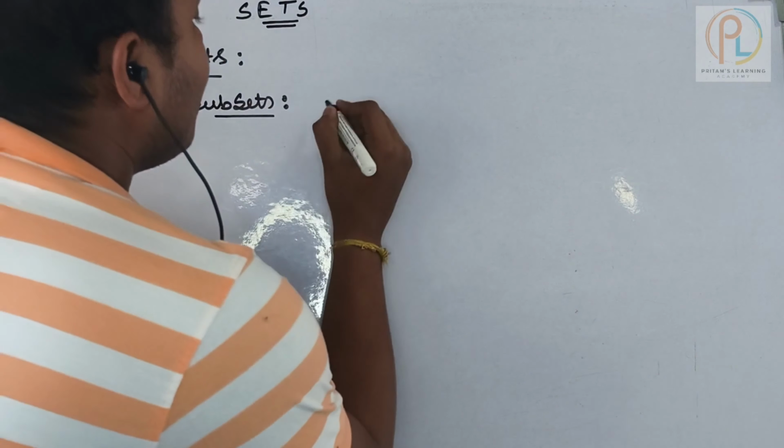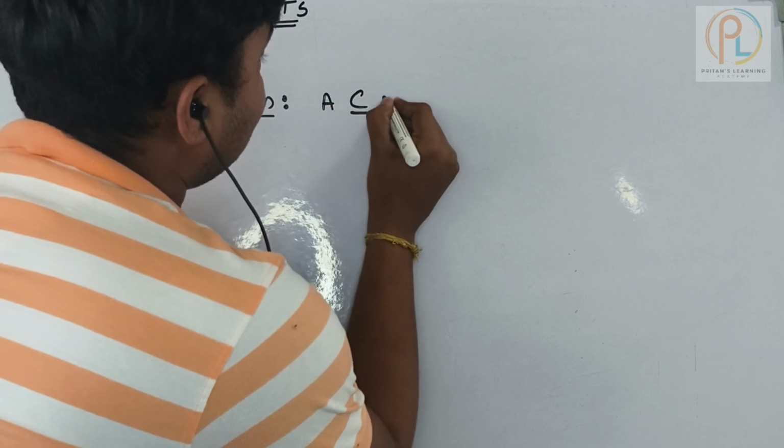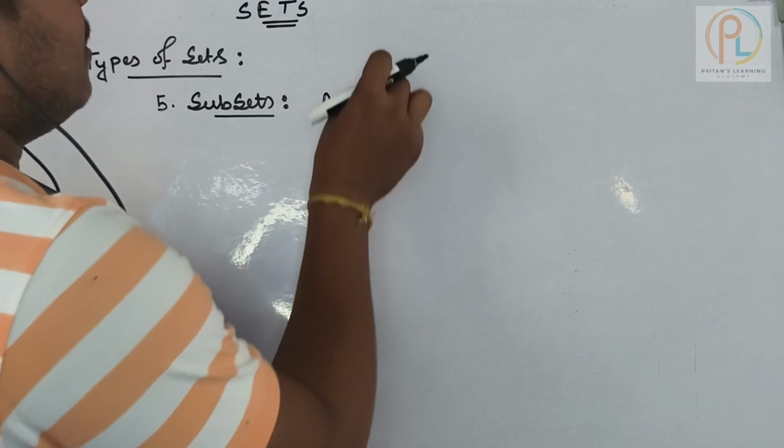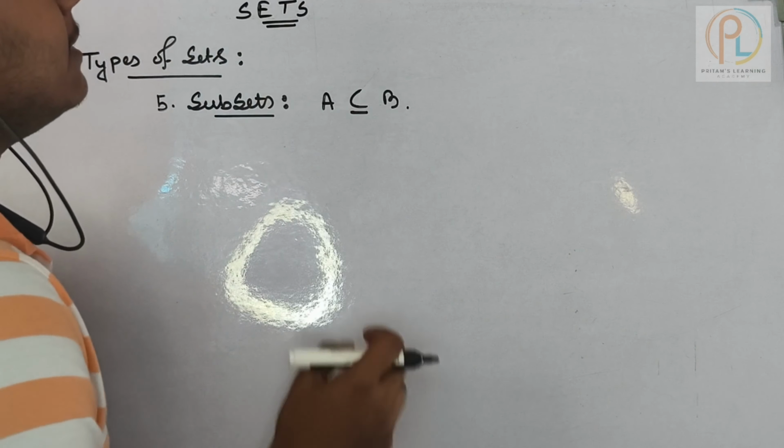Now, let's talk about subsets. A set A is a subset of B if every element of A is also an element of B. We denote it as A ⊆ B. This is the sign of subset. A is a subset of B.